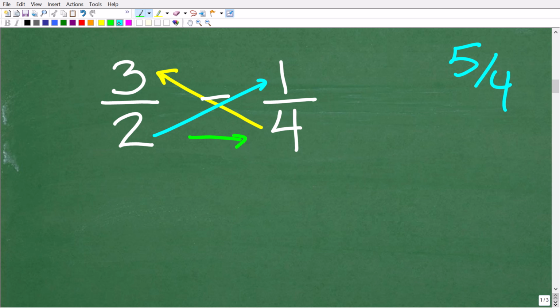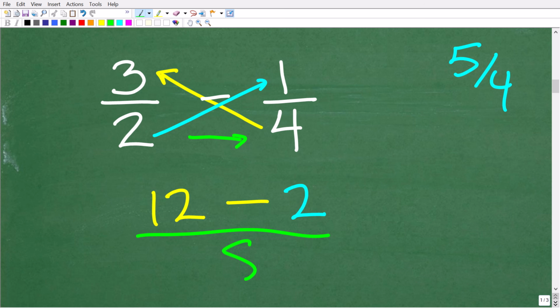Okay, so let's go ahead and do this. So 4 times 3 is what? That is 12. And this is a subtraction problem. And what we're doing here with this kind of crisscross pattern is getting our numerator. Okay, so now we have 2 times 1. That is 2. And to get our denominator, that's going to be 2 times 4, which of course is 8.